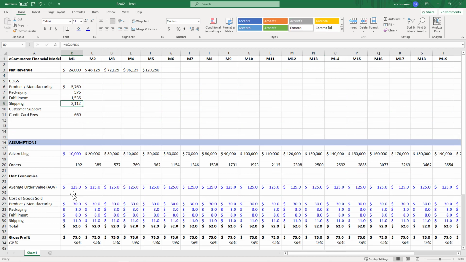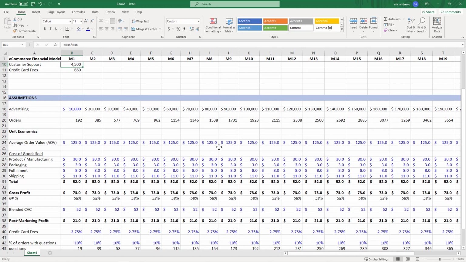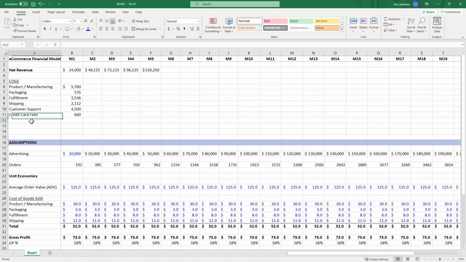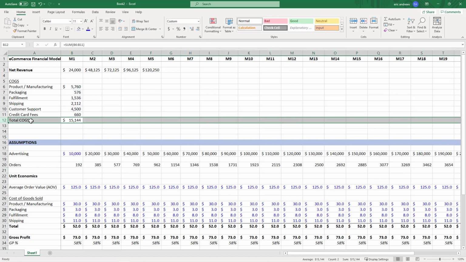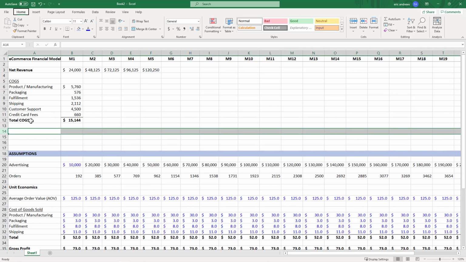So in this situation, all we're going to do is we're going to take our total customer support reps, multiply by pay per month, and there you have a metric. So now we have our whole cost of sales. So we can say total COGS, and let's total that up here. So we say it's $15,144, but we're not done.